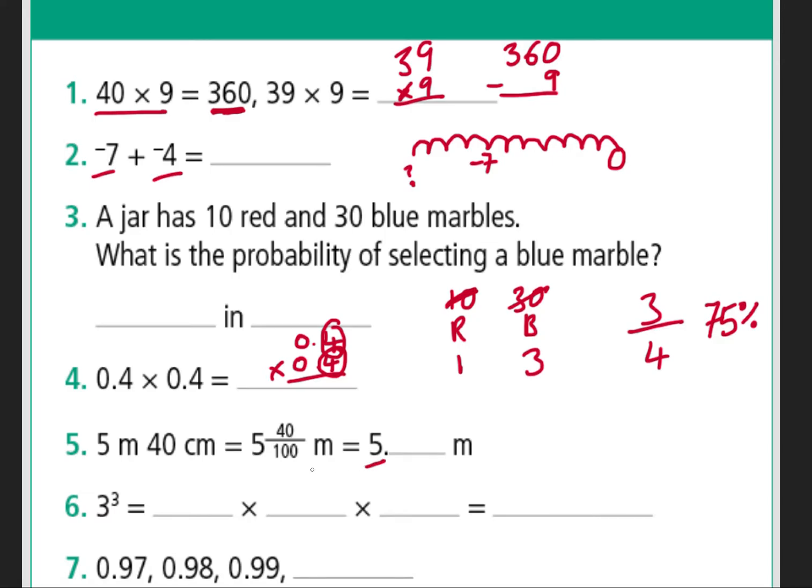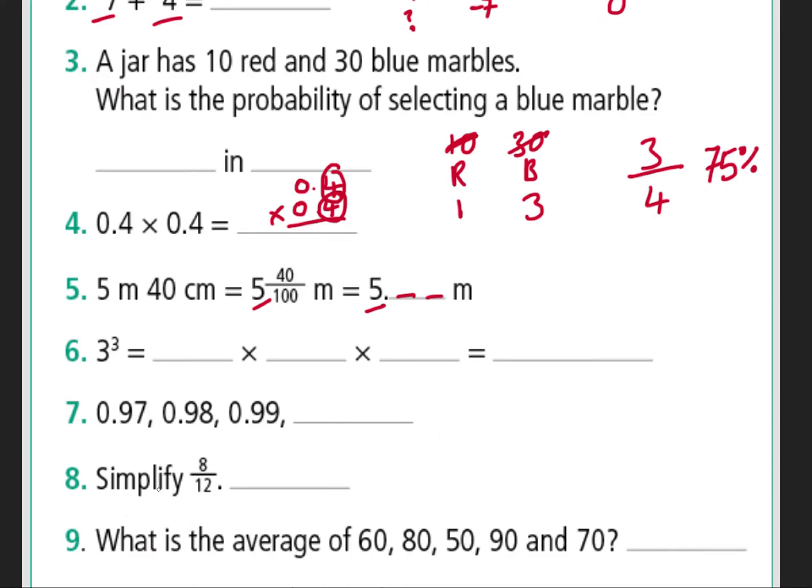Number 5, we've got 5 meters and 40 centimeters is 5 meters and 40 over 100 meters, and we have the 5 taken care of here. As a decimal now, we just have to put in this 40 over 100. So for hundredths, we need 2 spots, and we've got 2 numbers we have to put in there. I think that's pretty self-explanatory. This number here on the top is just going to fit in there.